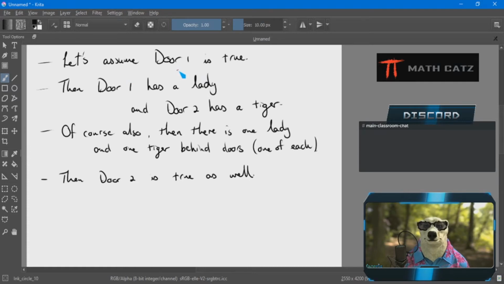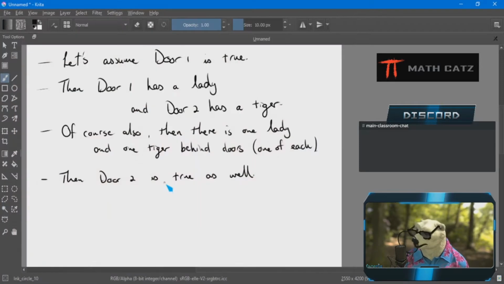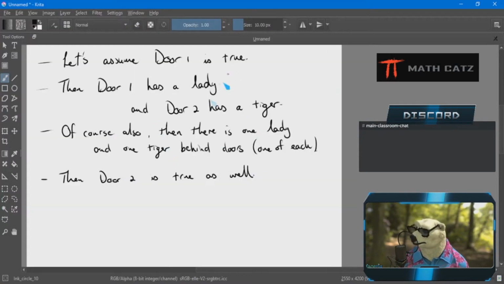If I assume door one is true, then what it's saying is now temporarily fact. Door one has a lady, door two has a tiger. That means there's one of each somewhere. And that's exactly what door two is saying, that there's one of each somewhere. It doesn't say where, like door one does, but it's somewhere. So now, under this assumption, door two is true as well. So then they're both true. But the king says one of them is true, the other one is false. So I cannot have a situation that door one is true and door two is true.